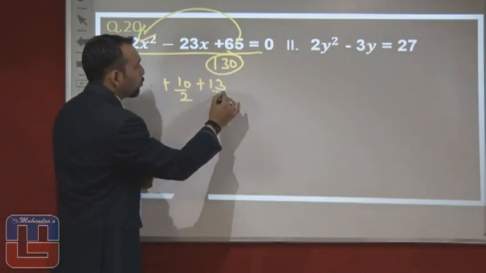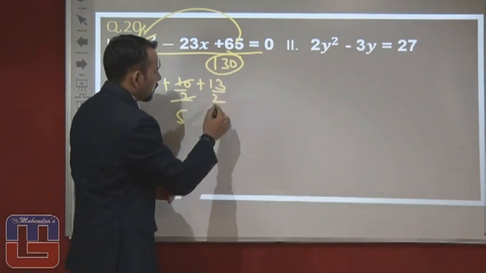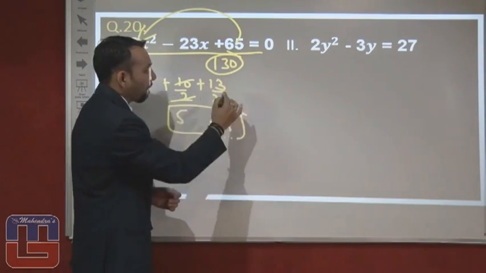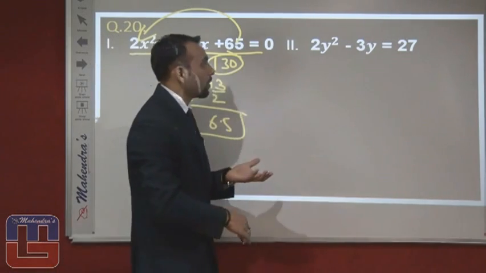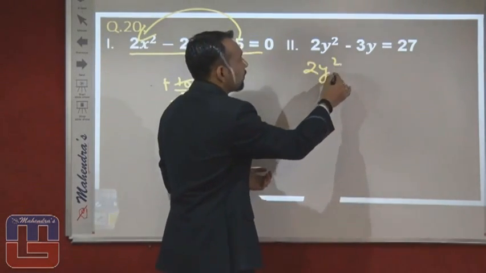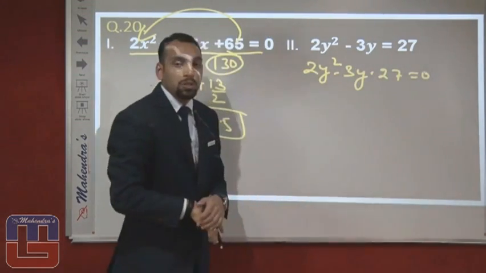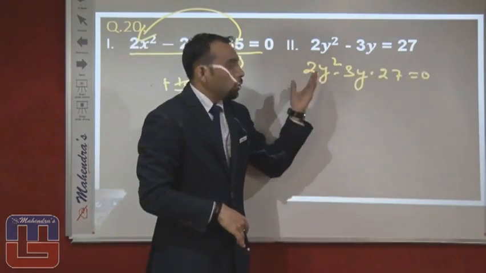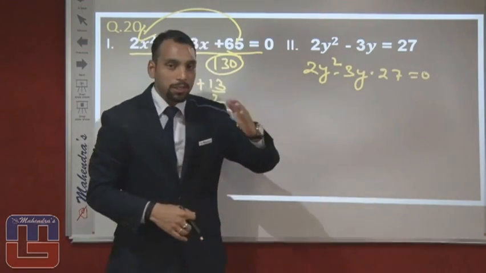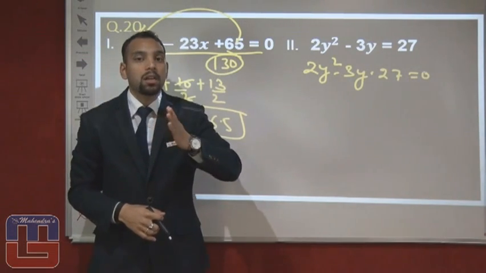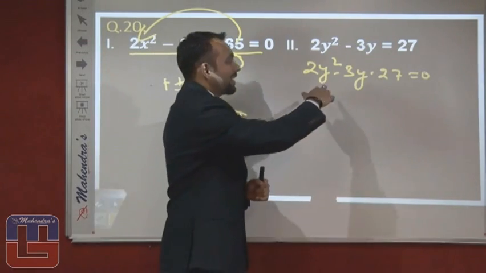So if you divide by 2, by 2, you will get here 5 and you will get here 6.5. Alright, now solve the second one as it is. Now see, 2y square minus 3y minus 27 equal to 0. 27 into 2 is 54, and here 3. Multiplication should be 54 and addition subtraction should be minus 3.